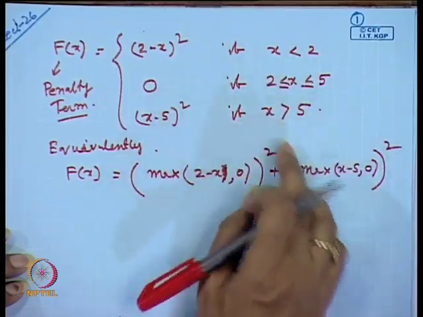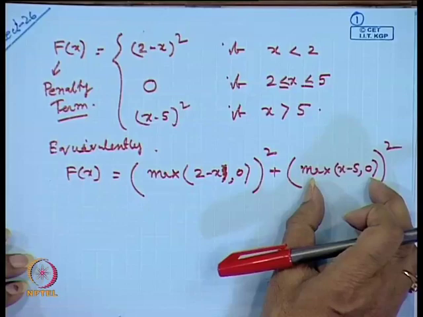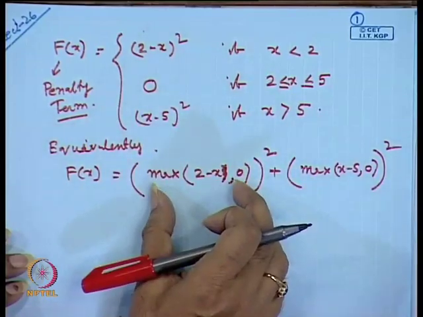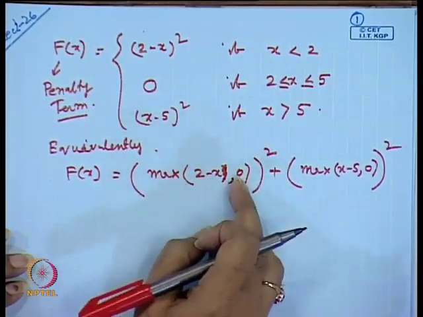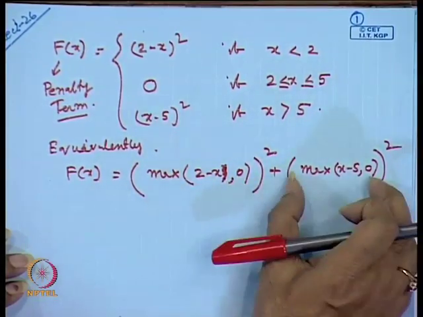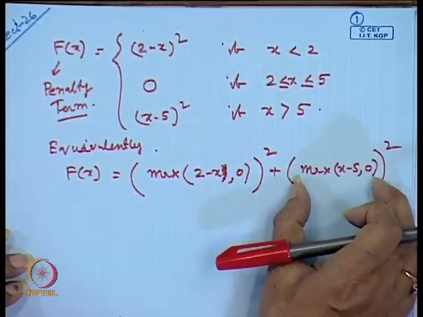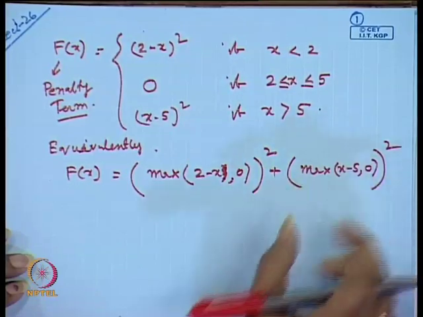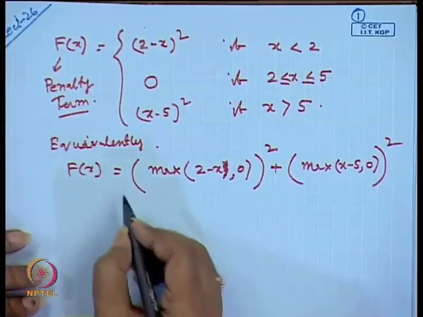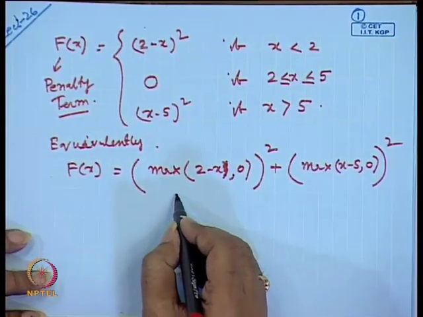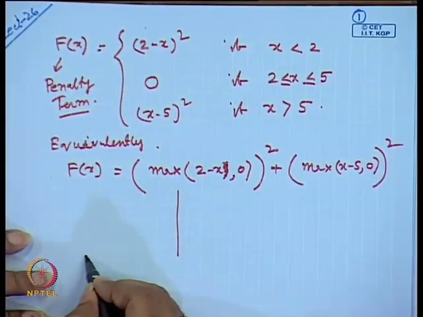This is not coming into the picture when x is less than 2. Similarly, when x is greater than 5, this part will come into the picture, while the other part will not, because that quantity is negative and its maximum will be 0. So the penalty term contribution comes only from this part. If you plot this curve now, let us see.